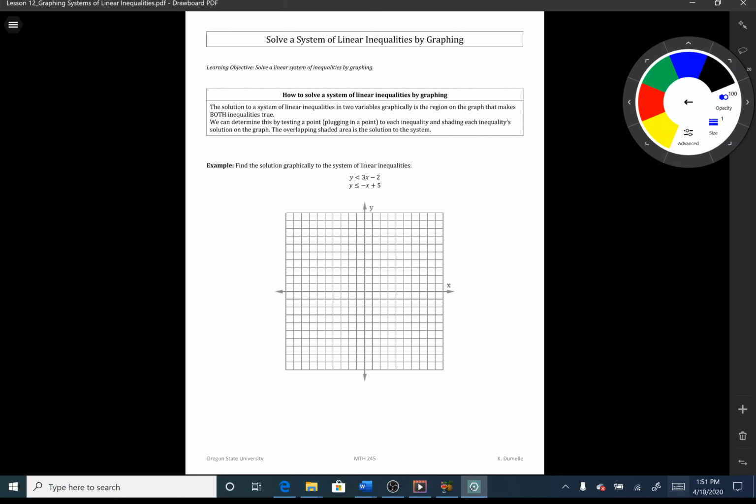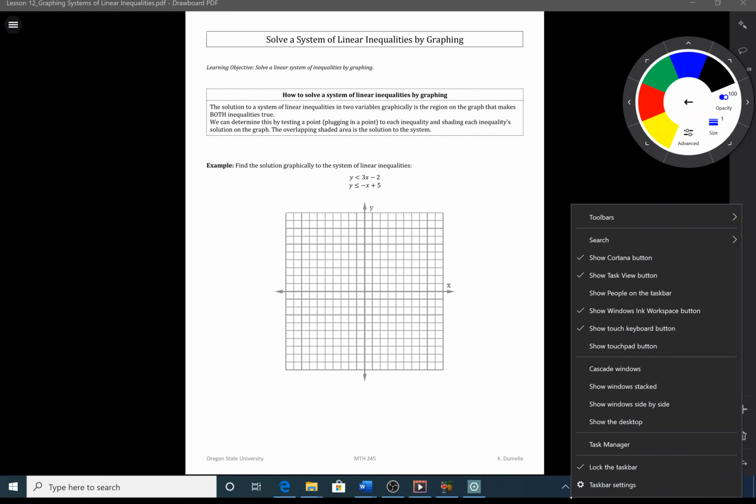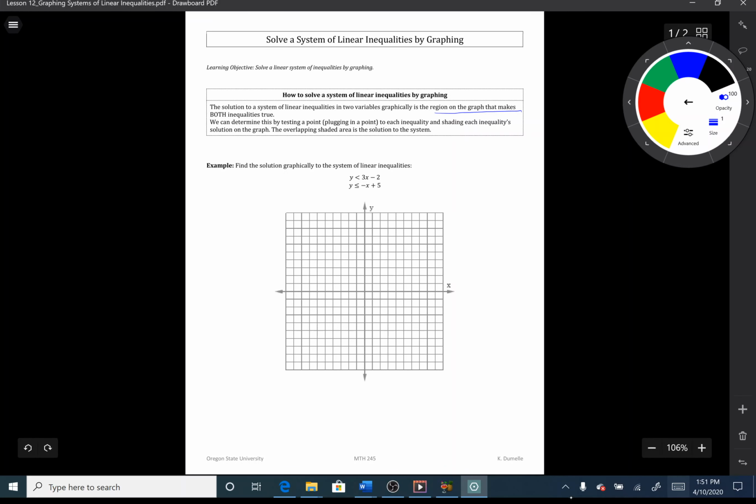So the solution to a system of linear inequalities in two variables graphically is the region on the graph that makes both inequalities true. So basically what we're going to do is graph each one of these, and then we can determine which region makes both of these true by testing a point, shading that region of that particular line, and then the overlap between the shaded portions of each graph is the solution to this system of equations. So let's do an example.